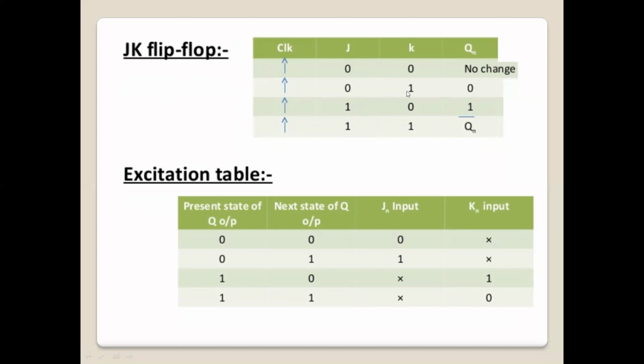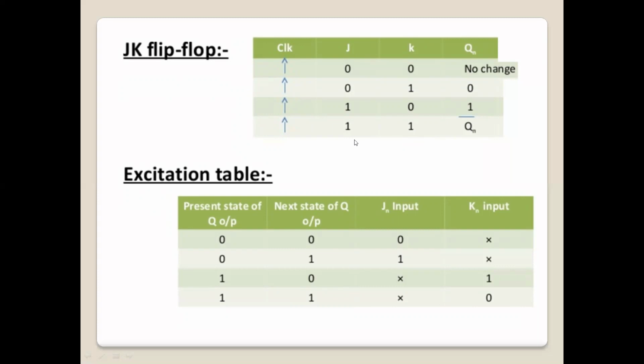When J equal to 0 and K equal to 1, output is 0. And J equal to 1 and K equal to 0, output is 1. So the first three conditions are the same as in the SR flip-flop. The only difference is for 1, 1. For 1, 1 inputs, the output will be toggling, that is Q N bar.